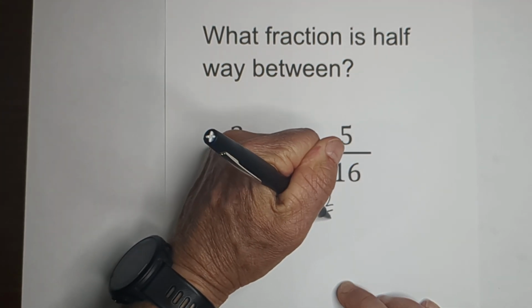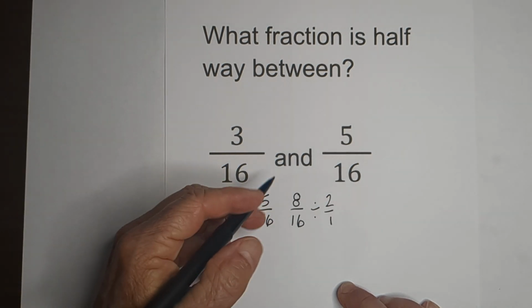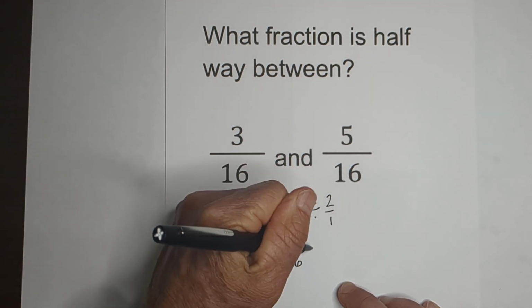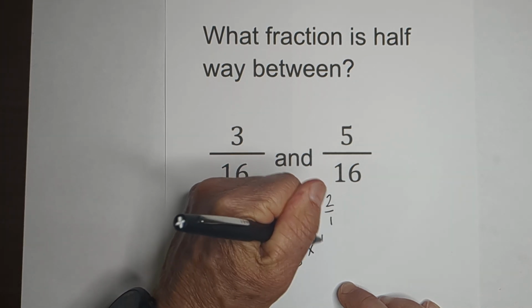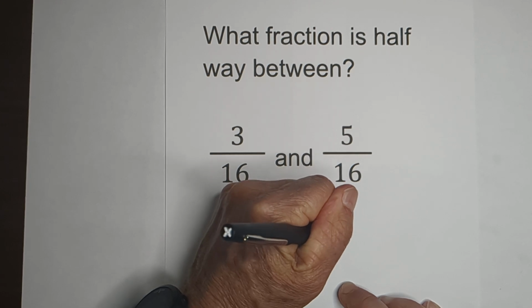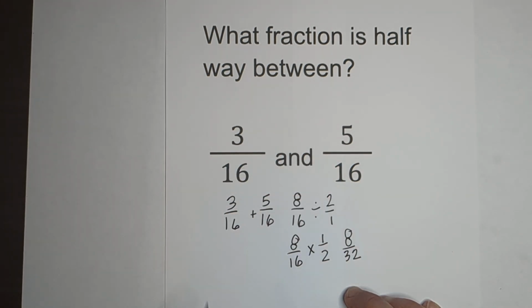So I'm going to write 2 over 1. And if you remember, when you divide, you can just change, flip. So we'll keep the fraction, change the sign, flip the other fraction. 8 times 1 is 8. 16 times 2 is 32.